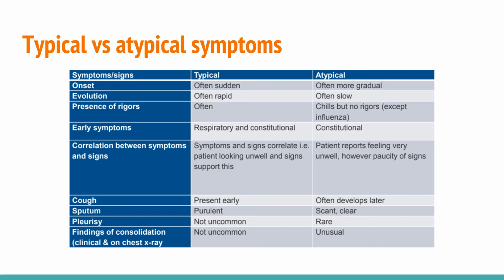They can get a cough, but it develops a bit later, because you can imagine if it's really patchy consolidations throughout the lungs, they're not going to be coughing it up until the patchiness sort of envelops a decent percentage of the lung, if that makes sense. Sputum, and again, that goes along with the scant sputum and the clear. Pleurisy is really rare, again, because it's so scattered throughout the lungs, and it's unusual to find consolidation on an X-ray.